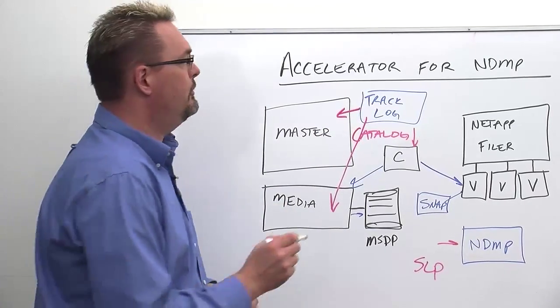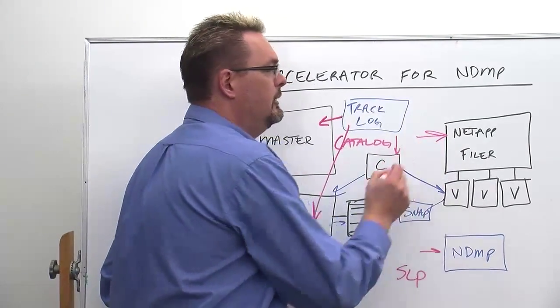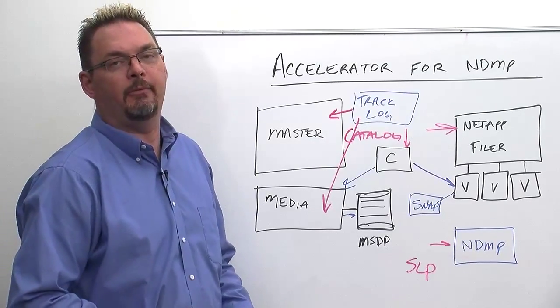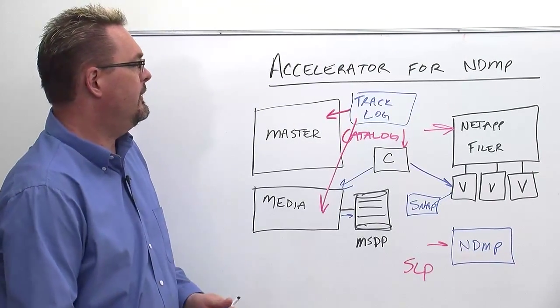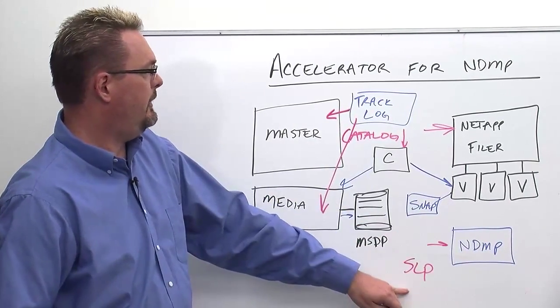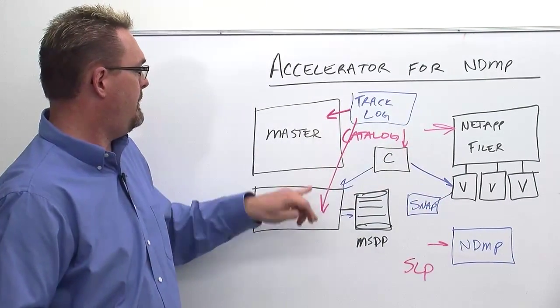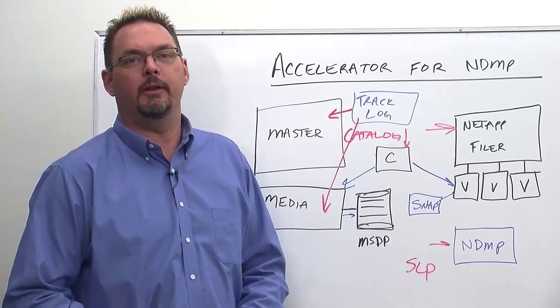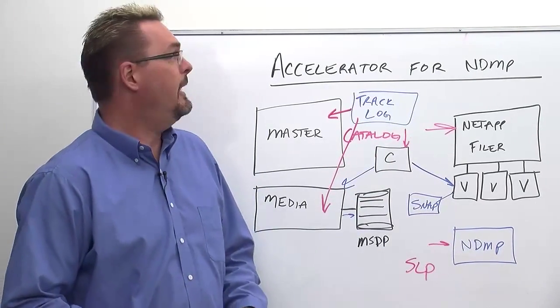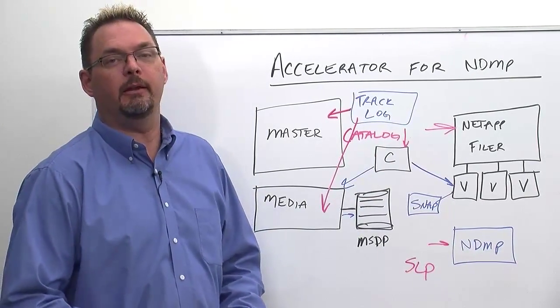The final point that's important is that this only works at this time with a NetApp filer. So make sure in your environment we're running snapshots, SLPs, NetApp filers, and we have space on the master and the media server for the track log information. And that is basically Accelerator for NDMP policy type.